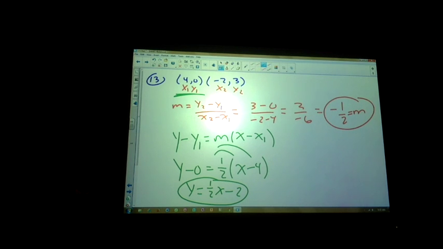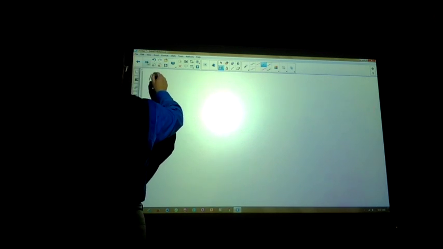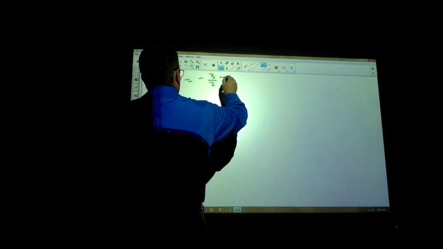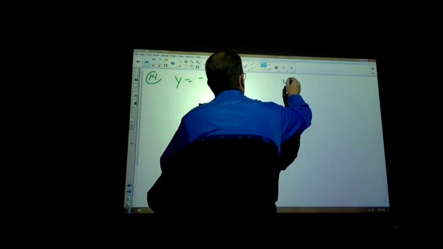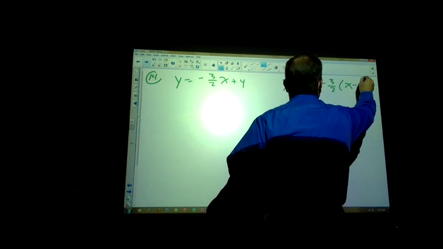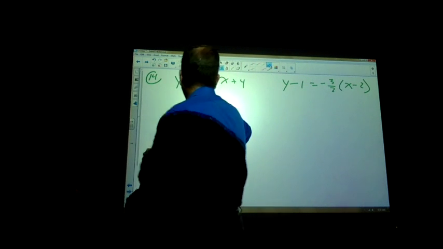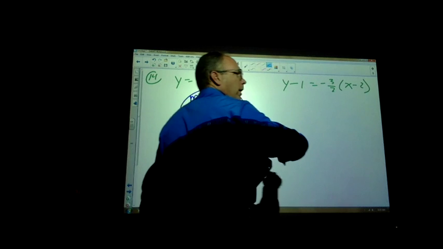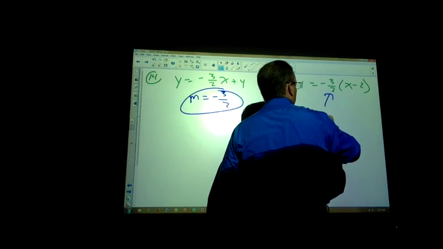14 and 15. I know people struggled with this on the last one, so I'm going to hit number 14. I have y equals negative 3 over 2x plus 4, and I have the equation y minus 1 equals negative 3 over 2x minus 2. This is in slope-intercept form. This is a slope of negative 3 over 2. This is in point slope, so that's your slope.